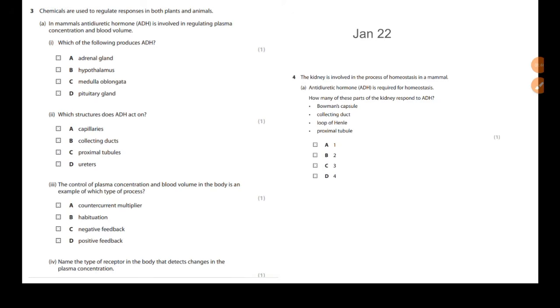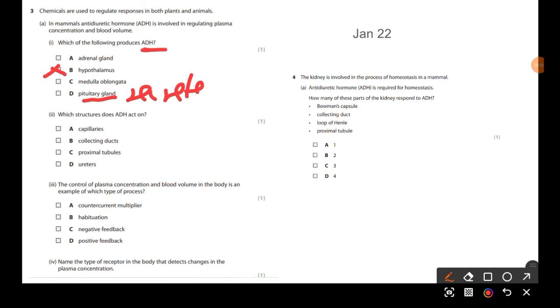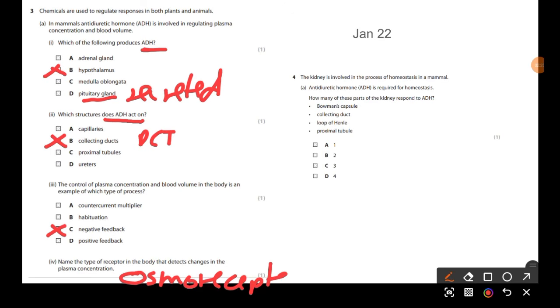Here it asks us which of the following produces ADH. So you have to know that the ADH is actually produced by the hypothalamus and then it's secreted by the pituitary gland. Okay, what does ADH act on? The collecting ducts and the DCT. The control of plasma concentration and blood volume is an example of negative feedback homeostasis. Osmoreceptors are the ones that detect the change in the plasma concentration.